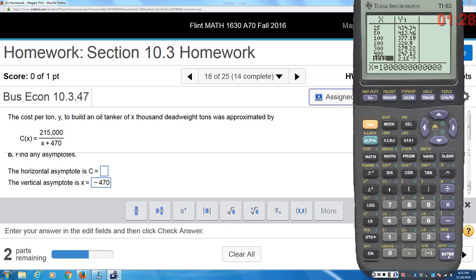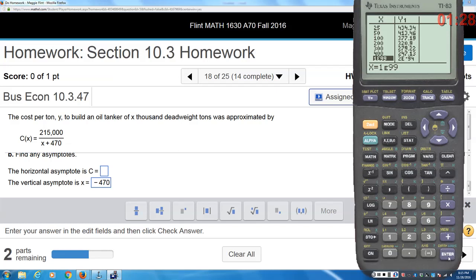Is it ever going to get to be 0? Is there a number big enough I can put in to make it be 0? Nope. I can get real close. But actually to get 0, here again, is there a number big enough to divide into 215,000 to make 215,000 disappear?